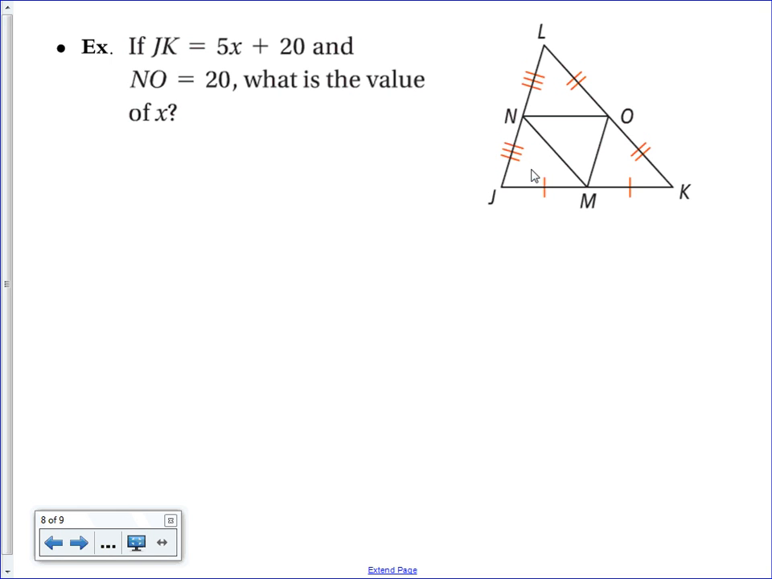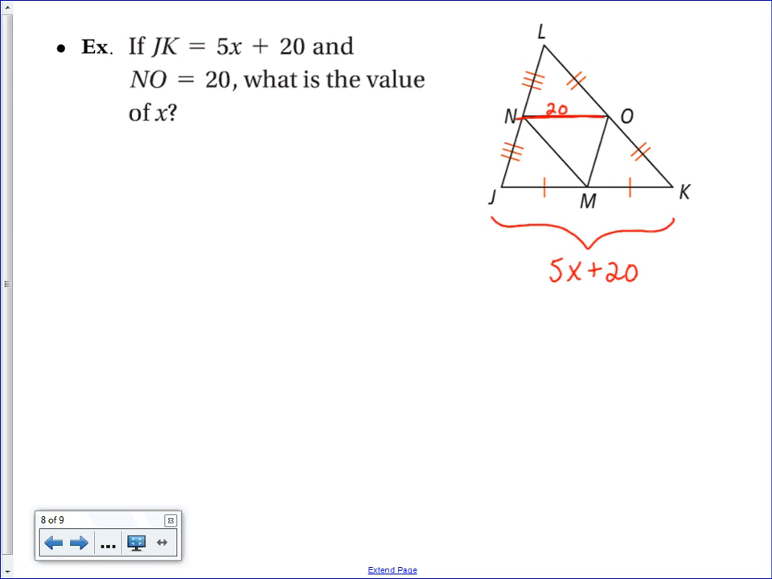So I'm going to label on the picture what it says in the question now. It says if JK, which is this whole length here, is 5x plus 20, and NO, which is this midsegment here, is equal to 20, what is the value of x? So we need to be able to write an equation. We only have one variable here, and that's x. We just need to write one equation that is true, that has x in it.